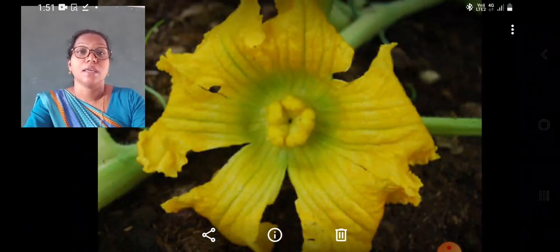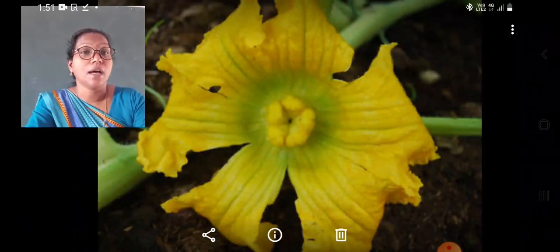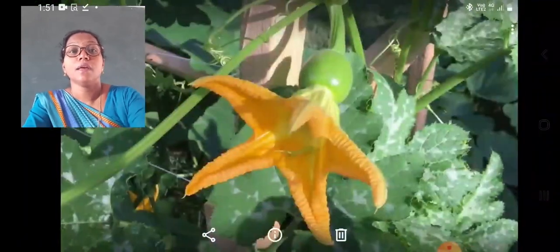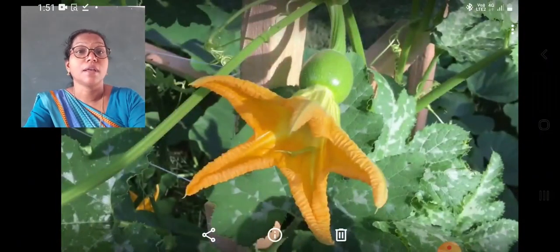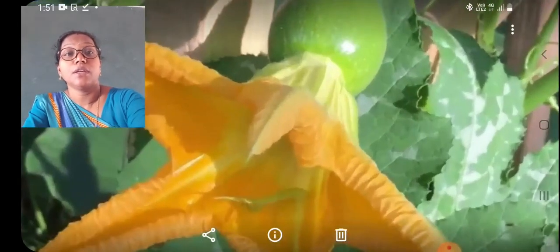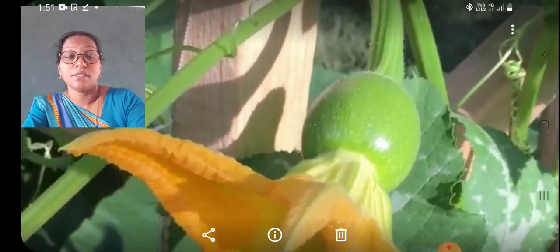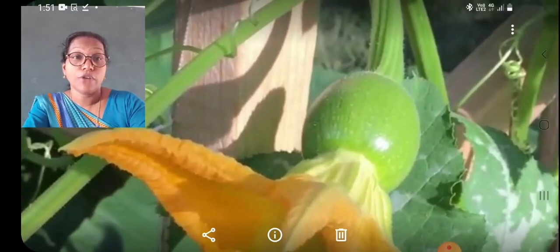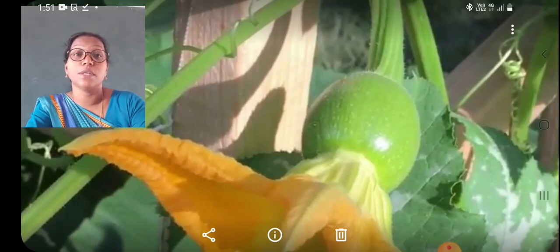Here you can see the stamens in the male flower, and children, the female flower, in this you can see it is the ovary of the female flower. We can see very clearly it develops into the pumpkin or a cucumber or a bitter gourd like that. It is developing into a particular vegetable or a particular fruit.